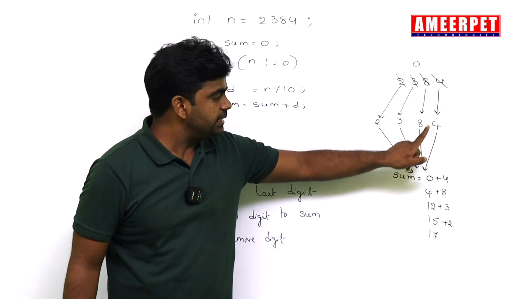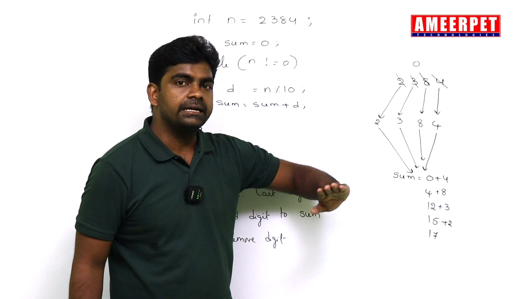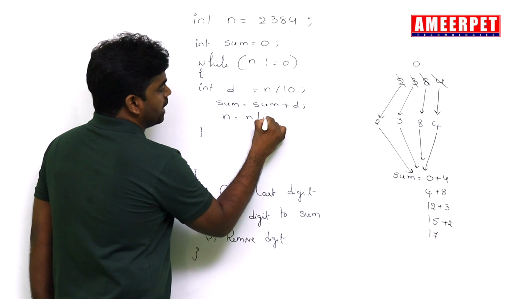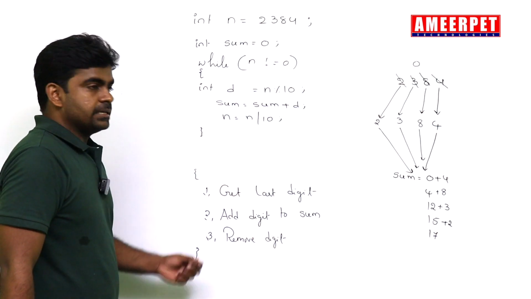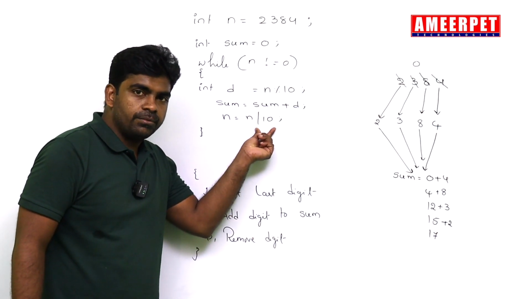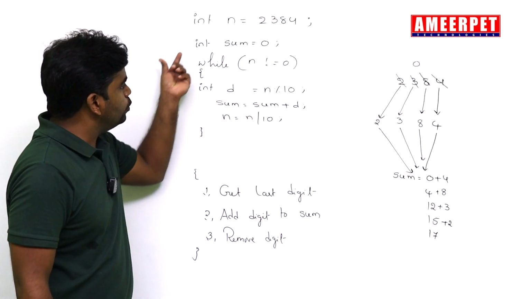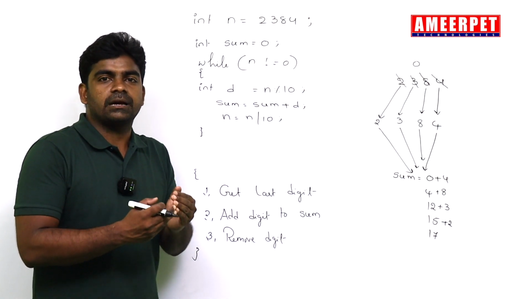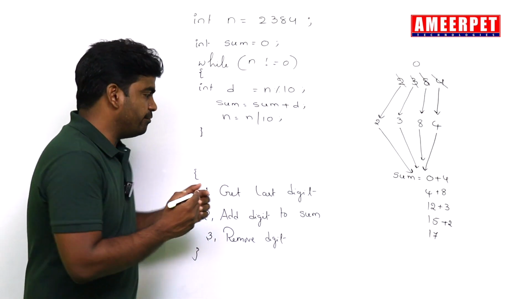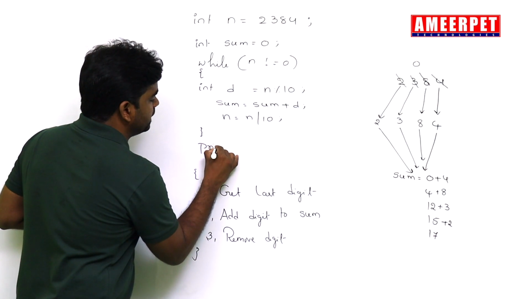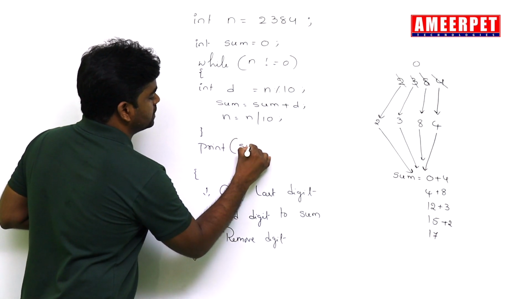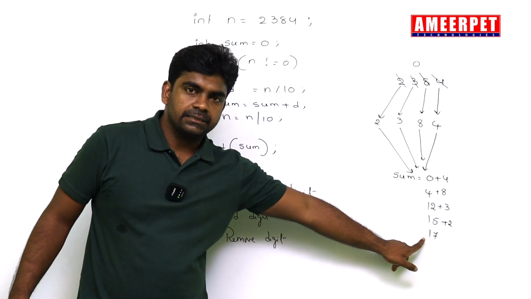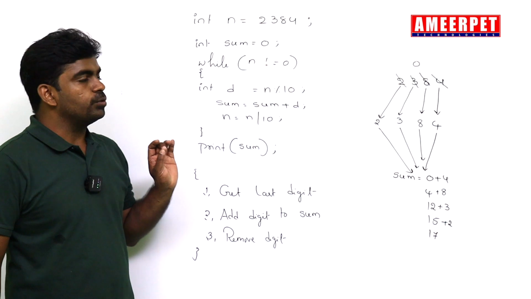After the sum, then just remove that digit. How to remove the digit we know. N is equal to n by 10. Just by 10 operation if you perform, then the digit will be removed. Again loop will repeat until the number becomes 0. Finally, we are printing the digits sum. That sum we are printing. The final sum value will print.